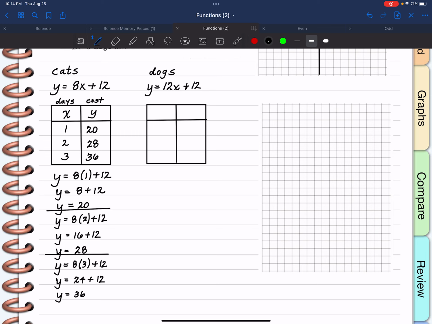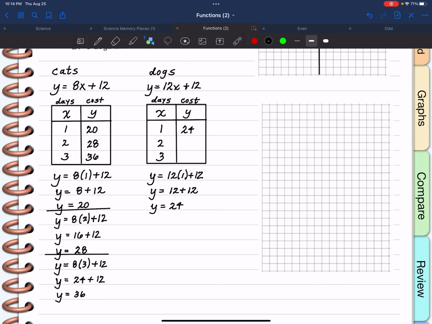Okay, for the dogs, we're going to do the same thing. So days will be the X's, and I'm going to use the 1, a 2, and a 3. Y will be the total cost. So when X is 1, Y is 24. So for 1 day, your dogs are going to cost you $24.